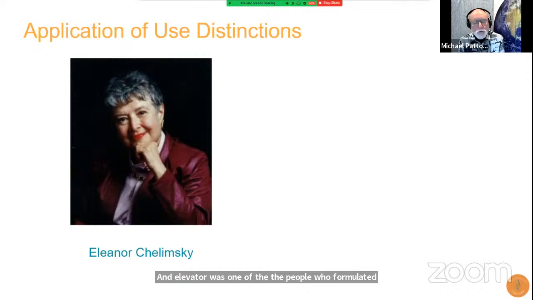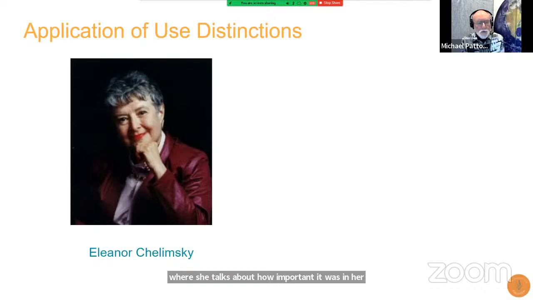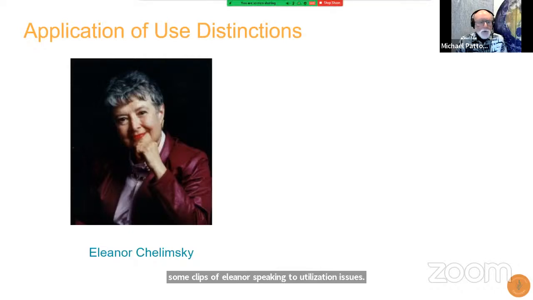We were going to show you a video clip from that, but I think we won't because of the time, where she talks about how important it was in her own work at GAO to distinguish accountability from management-focused evaluations, from program judgment evaluations, and the importance of being purpose-driven. She's very eloquent about that. In that tribute I did, there are some clips of Eleanor speaking to utilization issues. She was one of the great champions of utilization. And so have a look at that YouTube video.